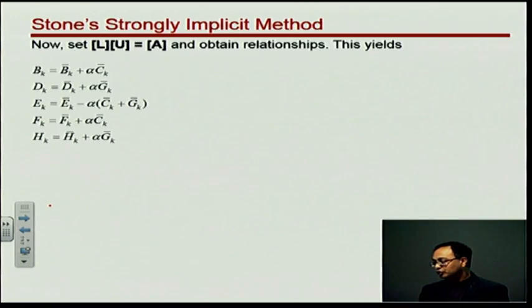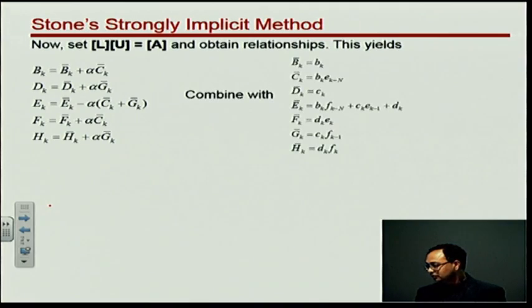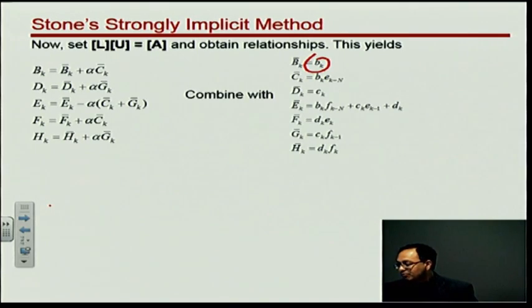All right, so those are the equivalent relationships. Any questions so far? Once you have the equivalent relationships, you can combine them with the relationships we had between these barred diagonals and the small letters in the L and U to derive these small guys in terms of our original diagonals.